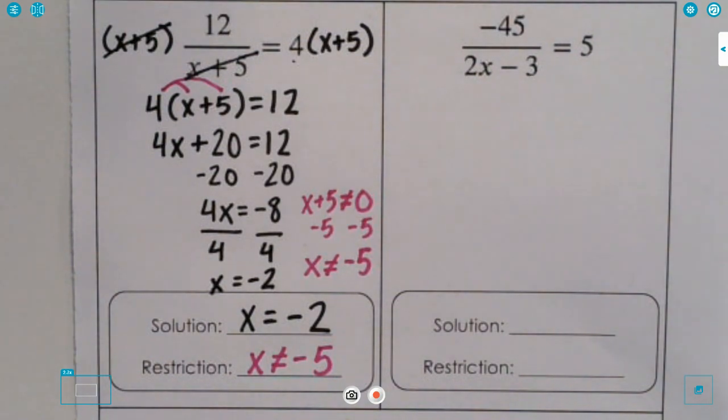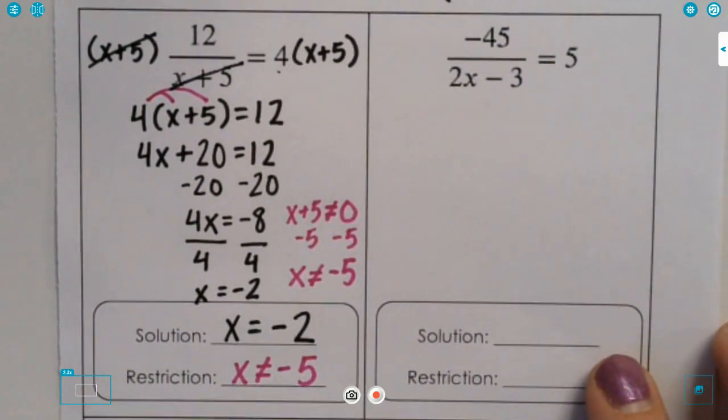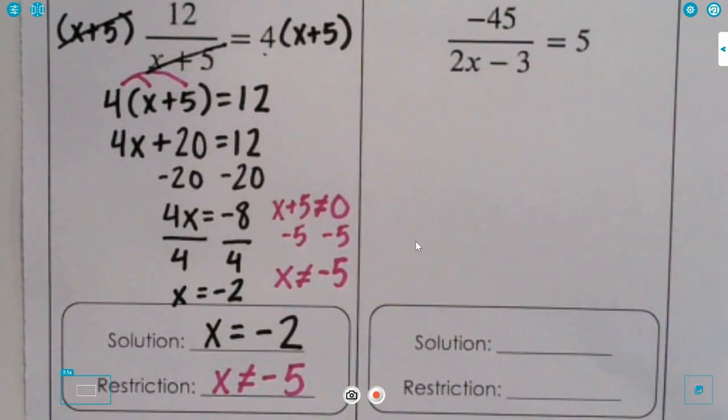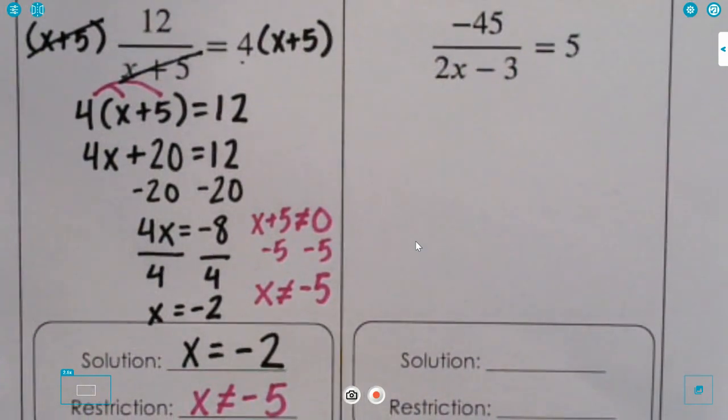Okay, so the next one we're going to do. We've got negative 45 over 2x minus 3 equals 5. We are going to start by multiplying both sides by that 2x minus 3.